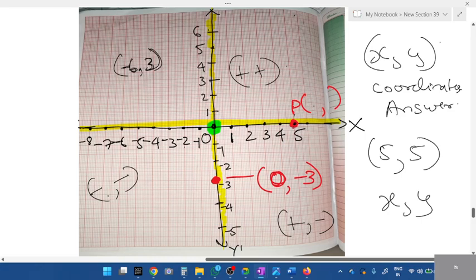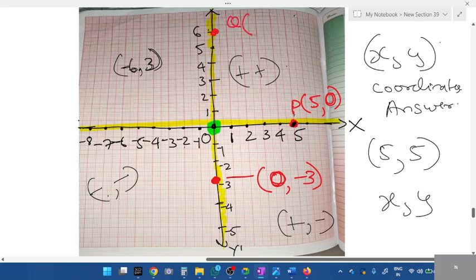X-axis. So for x-axis, what's the answer? It is 5. And y-axis, it's not touching anything, 0. 5 comma 0. So any point which lies on x-axis, y value will be 0, students. Remember, y will be 0. Now one more point.